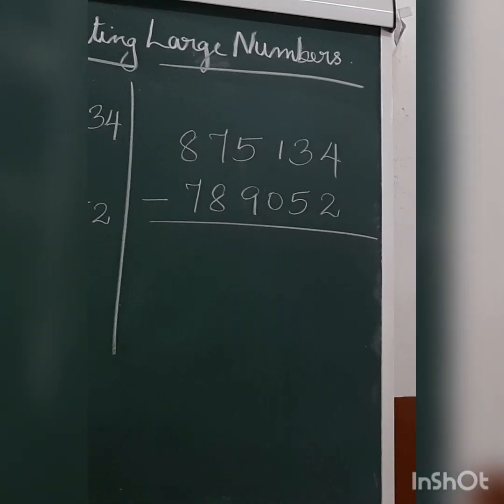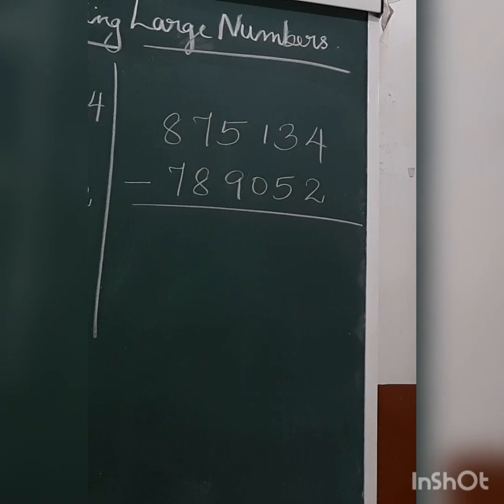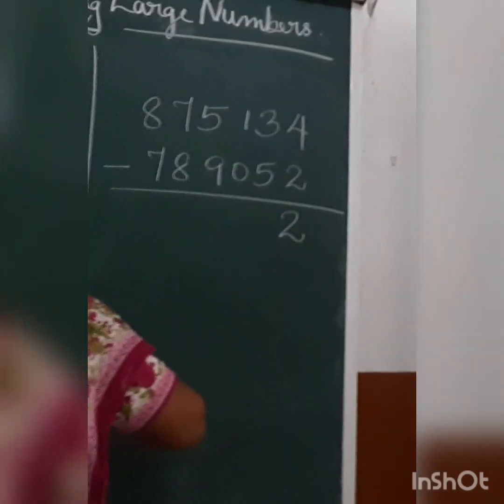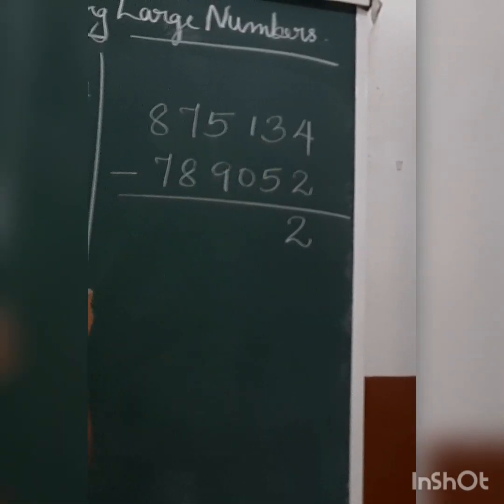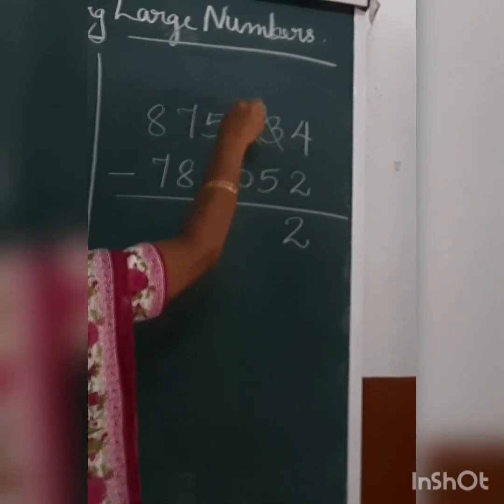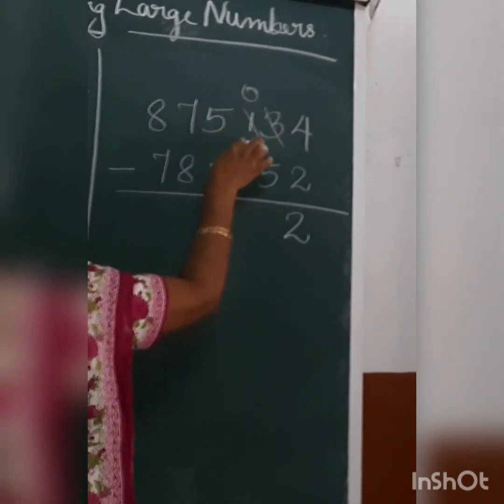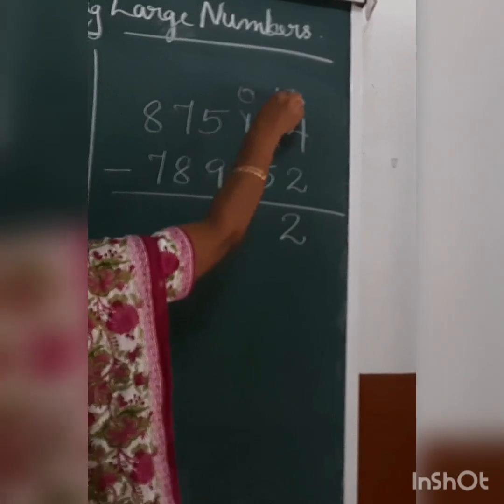We have to subtract 4 minus 2. This 2. 3 minus 5 is not possible. So, we have to borrow from here. It will be 0 and it will be 30.